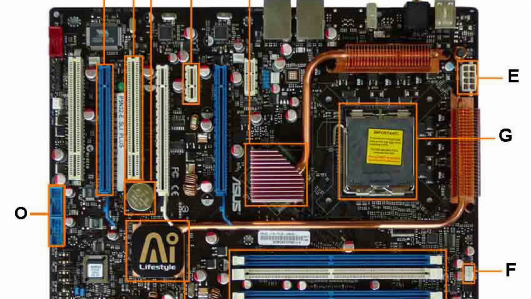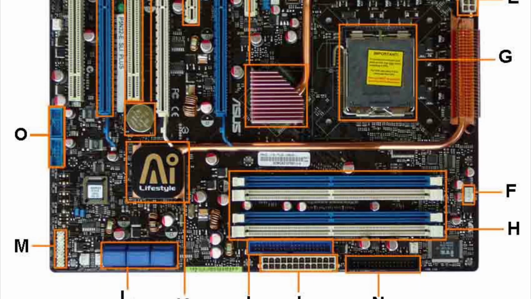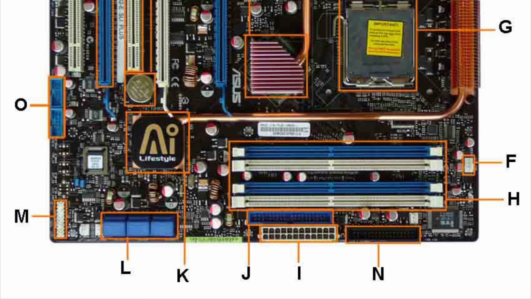This is a very complex diagram of the motherboard, but we will only be focusing on certain aspects of it. Part E is where a power supply cable would go to power the central processing unit, and part I would power the rest of the motherboard. Part H is where the memory or RAM would be connected to, and part G is where the CPU would be connected to.